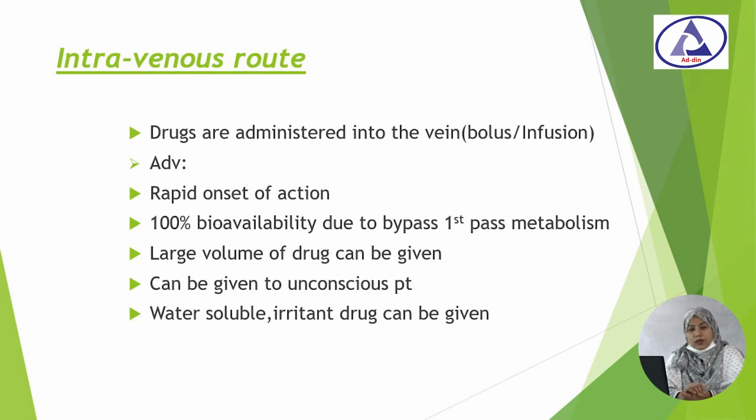Now, the intravenous route, the most emergency route used in hospitals. Drugs are administered into the vein in bolus form or through infusion. What are the advantages? It has a rapid onset of action, and 100% bioavailability because it bypasses first pass metabolism. When we give the drug, at once it enters into the blood. So there is 100% bioavailability and we can use it in acute conditions. A large volume of drug can be given to an unconscious patient, and water soluble irritant drugs can be given also.